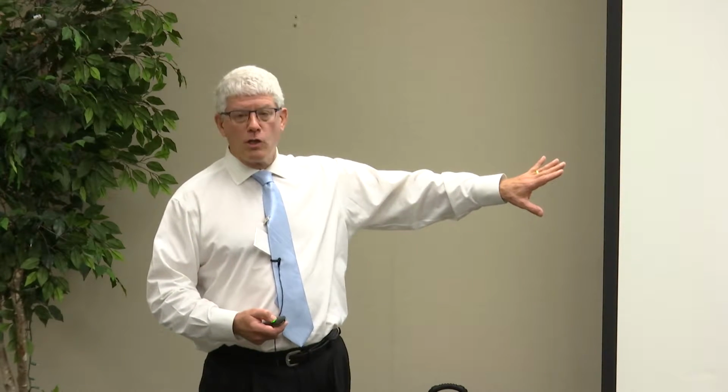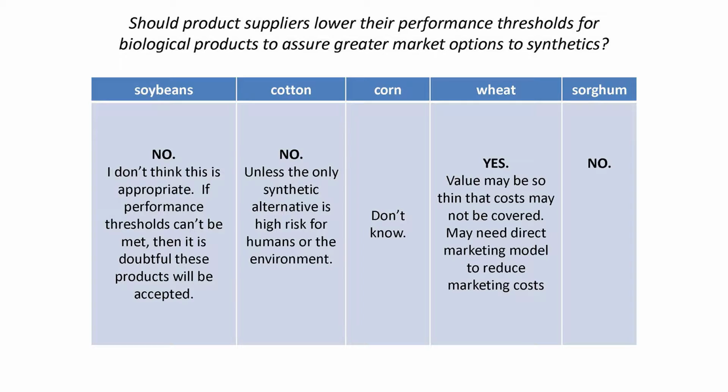And the last question that we asked them had to do with the efficacy of biological products, because as you saw in the previous slide, there is some belief that biological products are going to be less efficacious because of the introduction of them 30 and 20 years ago, where we had some Bacillus subtilis treatments that growers had a hard time really seeing value on. So the question was, should product suppliers lower their performance thresholds for biological products to assure greater market options to synthetics? And I think this is really telling. No, no, no across the board with a yes for wheat. Let's look at it in detail.